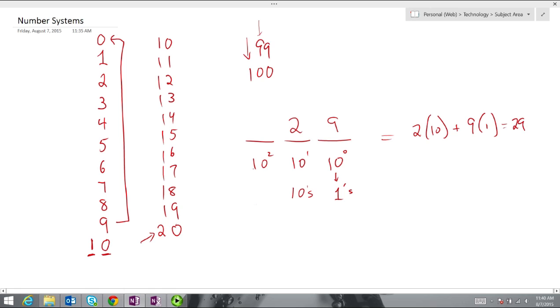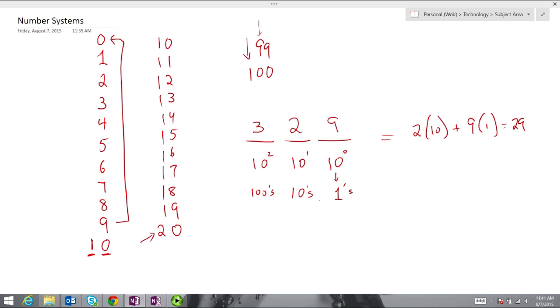You can, of course, then 10 squared would be the hundreds place, which you should all be familiar with from your elementary education here. And so we could have 3 of those. So the number 329 represents 3 sets of hundreds, 2 sets of tens, and 9 sets of ones. So this makes sense in our understanding of how we count in decimal.